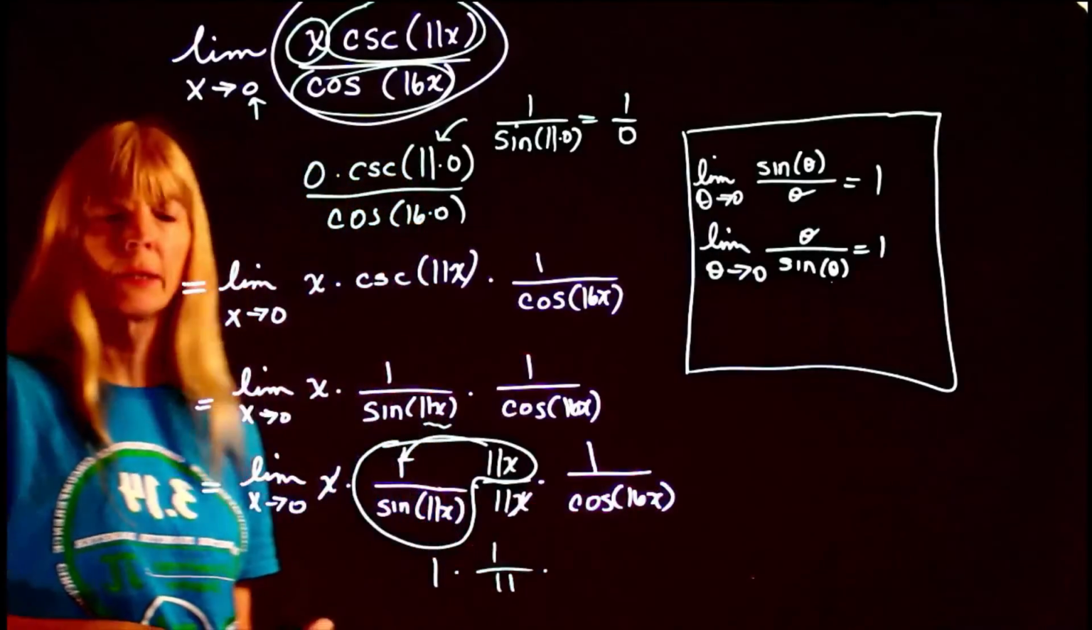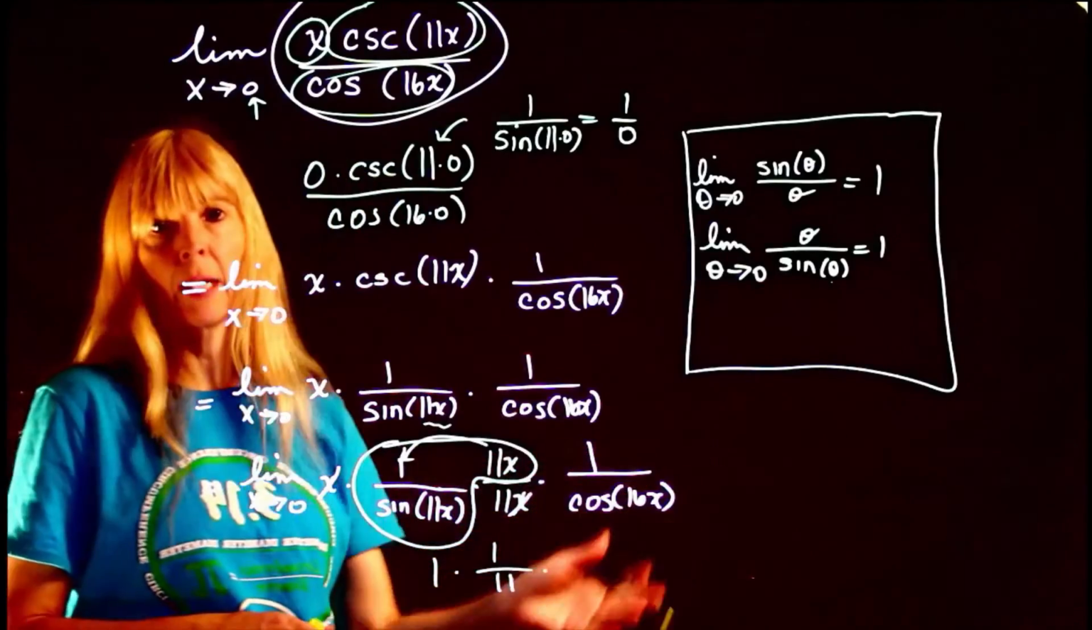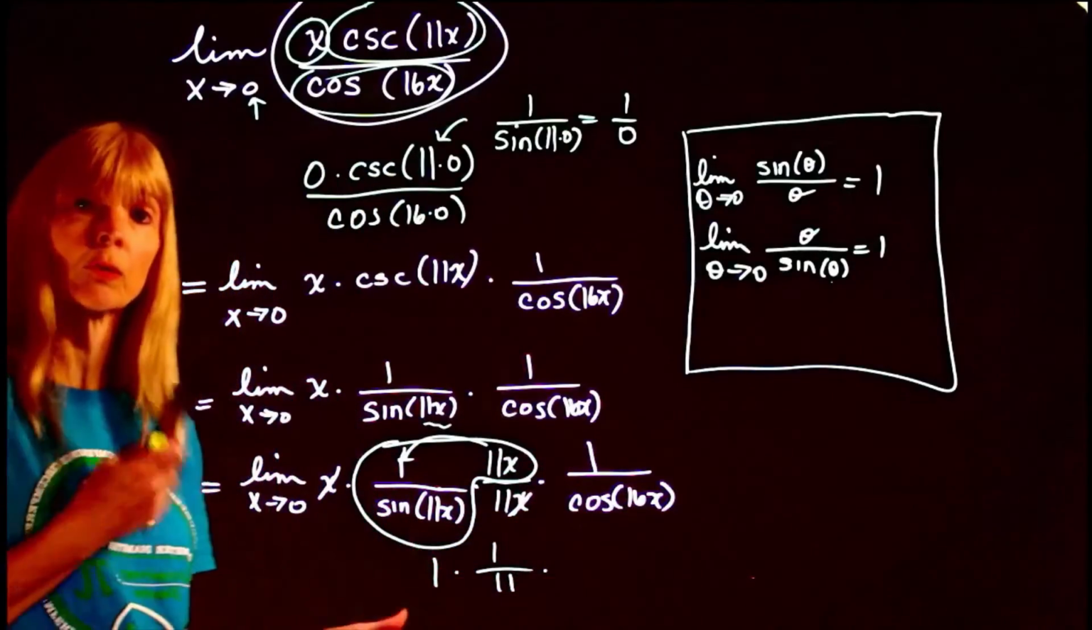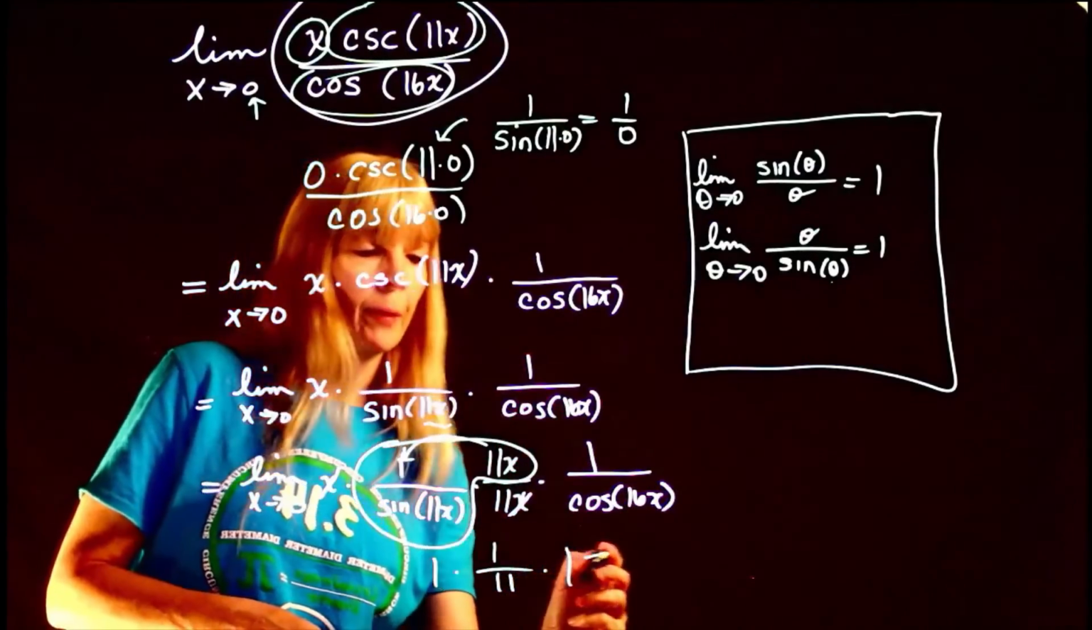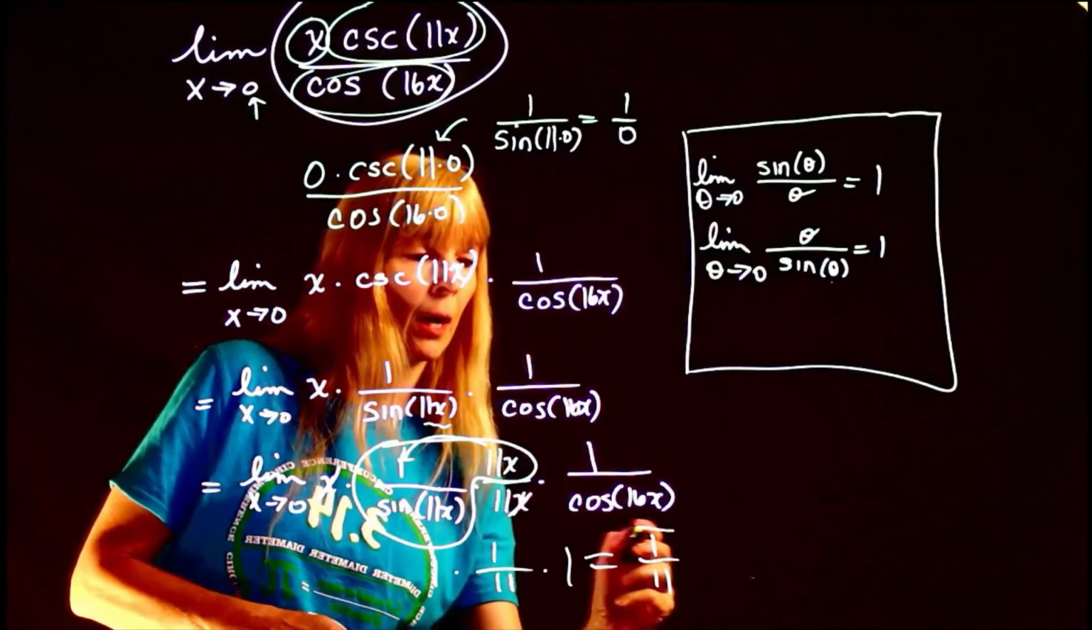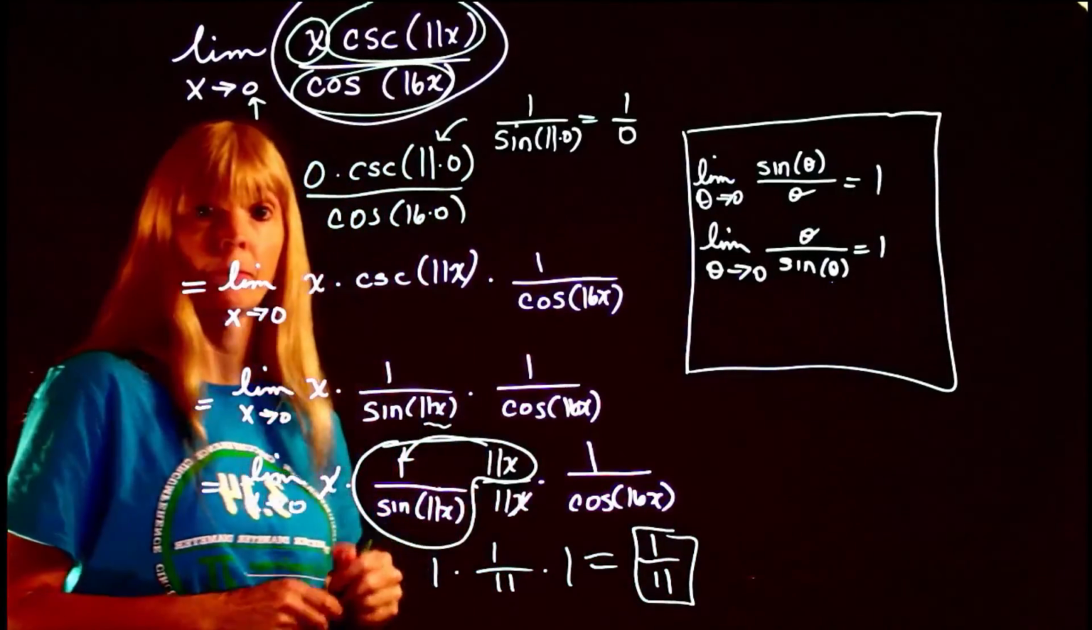And then if I plug in 0 now, the cosine of 16 times 0 is the cosine of 0. The cosine of 0 is 1. 1 over 1 is 1. And hence I get my answer. Ta-da!